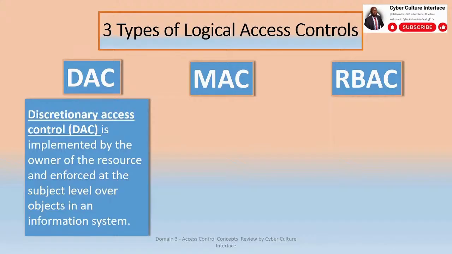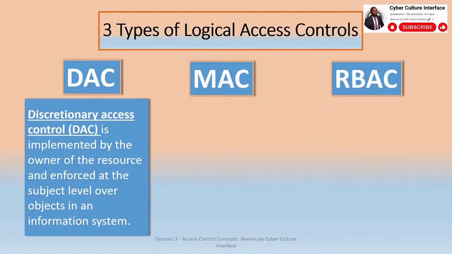Basically, when we talk about discretionary access control, we are saying the level of access that the user has is determined by the creator or the owner of the resource. For instance, if you created a file in your system, it is at your own discretion to determine who you want to access your file.